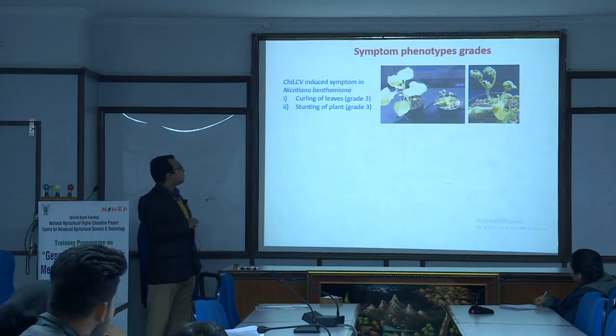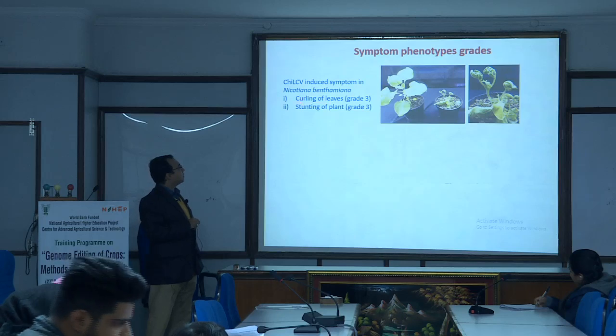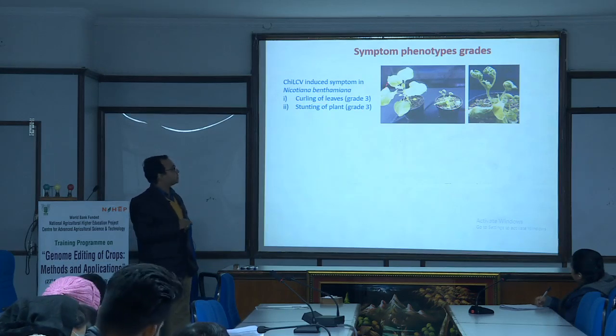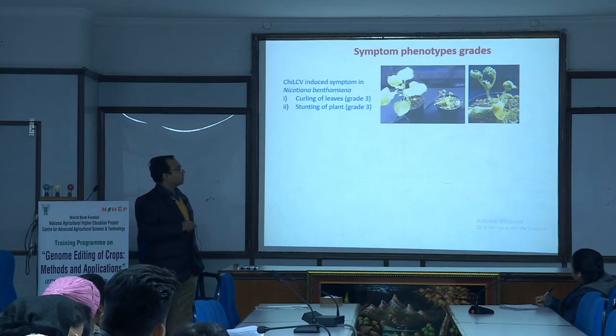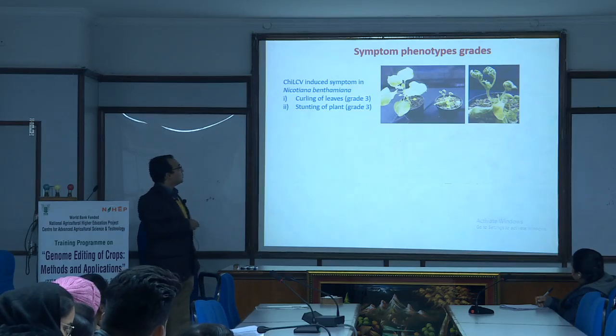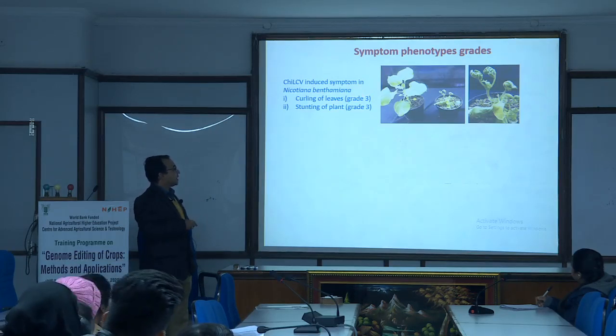We observed that the virus is causing symptoms of curling of the leaves and stunting of the plant. Two types of symptoms you actually observe. This is the healthy plant. So, this is the condition with curling of the leaf and very much stunting of the plant. So, these are the two symptoms. We divided these symptoms into 3 grades.